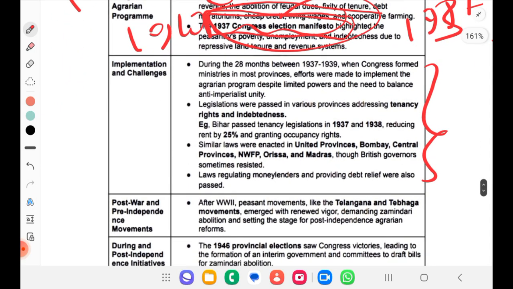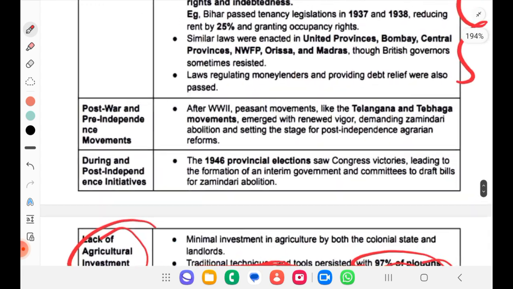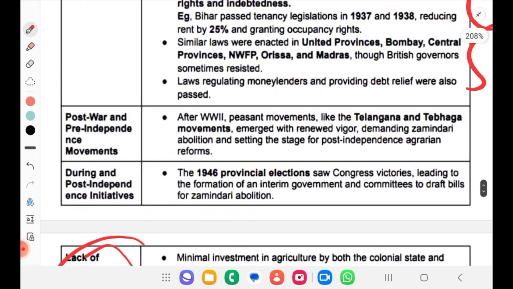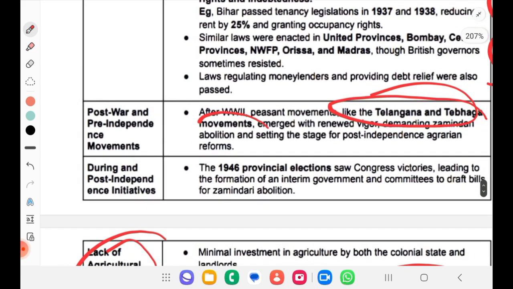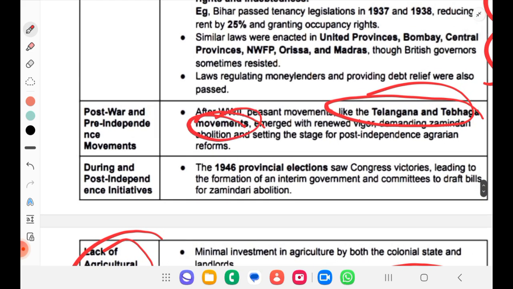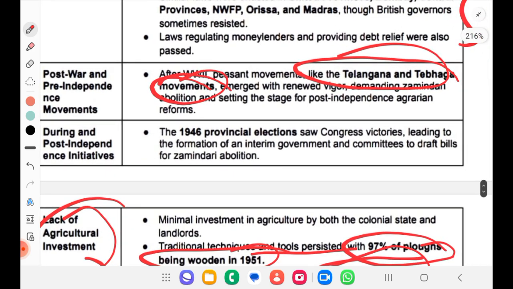Okay. Then post-war and pre-independence movements. After World War II, peasant movements like the Telangana and Tebhaga movements emerged with renewed vigor, demanding zamindari abolition and settlement. So we notice that during the World War, we had the Telangana and Tebhaga movements. The Tebhaga movement is in Bengal, West Bengal, and Telangana is in Telangana today.